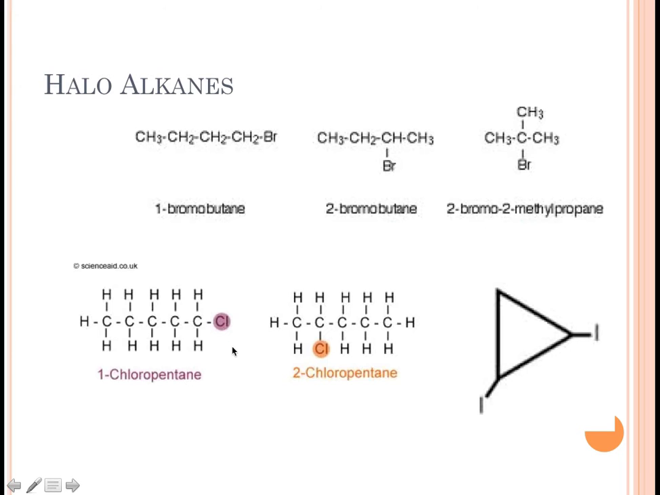If we add a chlorine group, then we call it chloro. So these are two types of chloropentane. Okay? Again, this should highlight to you why it's so important to include those numbers. And of course, a molecule can be circular and also have a functional group. So this is cyclopentane, but we've got 1,2 iodines on it. So it'd be 1,2-diiodocyclopentane.